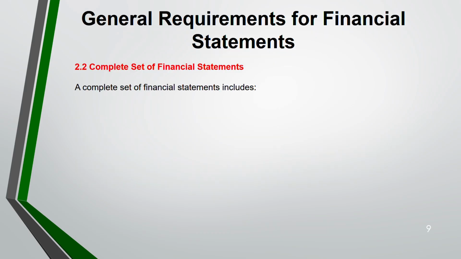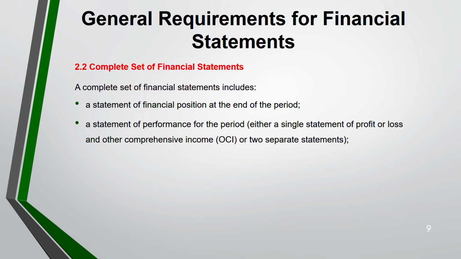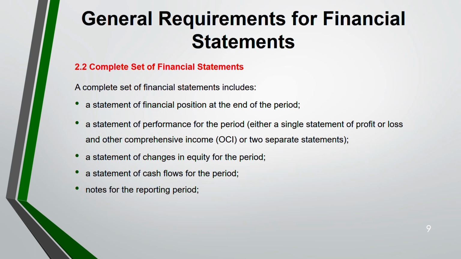Now, these are the complete set of your financial statements. It includes statement of financial position, statement of performance. Remember, your statement of performance can be divided into two separate statements, or one single statement that has both profit and loss and other comprehensive income, or profit and loss in a separate statement and other comprehensive income in a separate statement. Next, statement of changes in equity, statement of cash flow, notes. So in this lecture, we are going to go through four: financial position, financial performance, changes in equity, and notes. We are not going to attach cash flow.